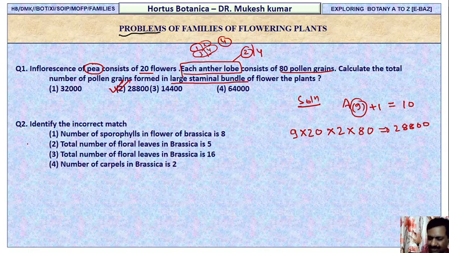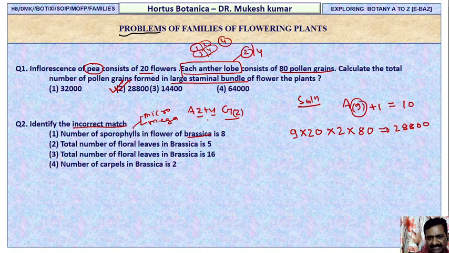Now see, the second question we have. We have to find out which one is incorrect. Brassicaceae flower sporophylls. Sporophylls means it may be microsporophyll or megasporophyll. Mind you. So in Brassicaceae, remember what we have? 2 plus 4, and in the gynoecium we have 2 under bracket. They are saying the number of sporophylls in a flower of Brassicaceae is 8. So 2 plus 4 total 6, plus in the gynoecium 2. How much is it? It is 8.